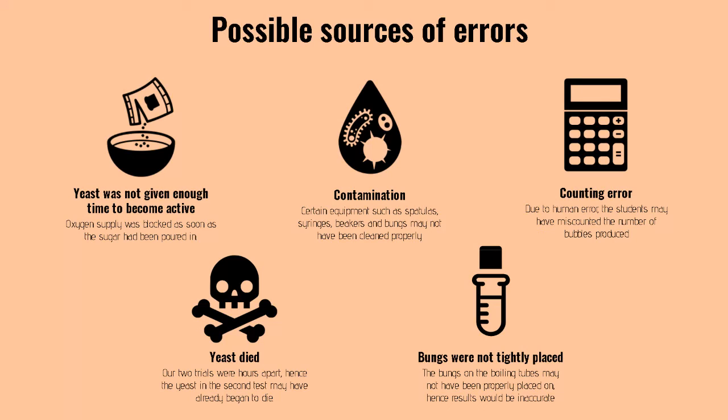These are the possible sources of error. The yeast might not have had enough time to become active. It might have been contaminated, there might have been a human counting error, the yeast died since the 2 trials were held hours apart, or the bungs were not tightly placed and gas might have been able to leak out.